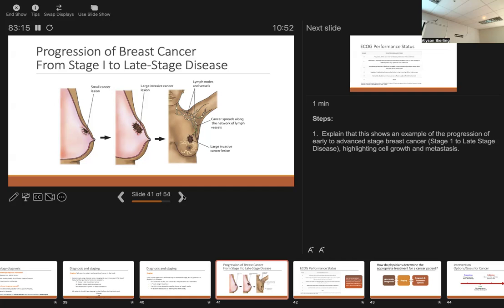So for every single type of cancer, there are guidelines that describe in a lot of detail exactly what is meant by T1, T2. So it's always the oncologist or the doctor who determines the stage. They would reference those guidelines to determine the T, the N, and the M.